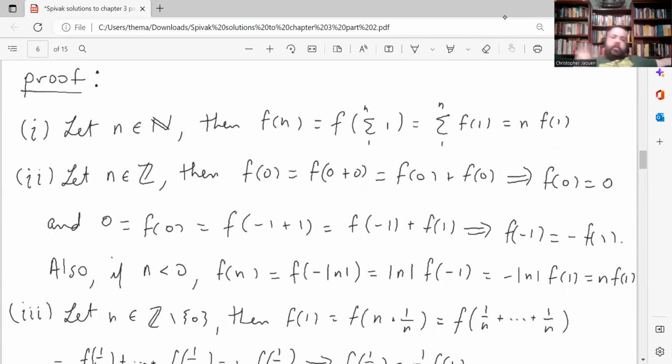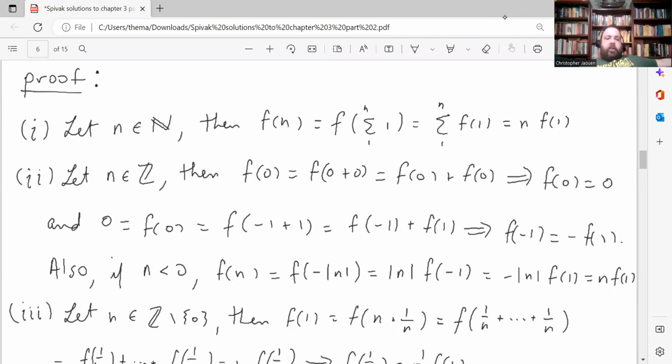All right, so step 2, let n be an integer now. And then also we need this extra fact here. f of 0 is equal to f of 0 plus 0, which is f of 0 plus f of 0. And if you subtract f of 0 from both sides, that shows that f of 0 is 0. Okay, and 0 is equal to f of 0, which is the same thing as f of minus 1 plus 1. And then again, using that functional relation that they gave us in the instructions, that's equal to f of negative 1 plus f of 1. And you can subtract f of 1 from both sides, which gives you f of negative 1 equals negative f of 1.